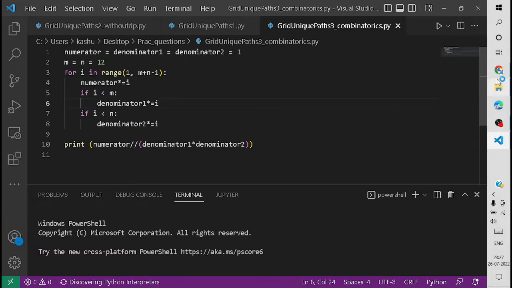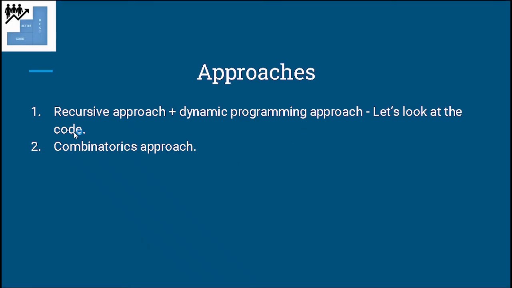Okay, let's look at another approach, which is recursive plus dynamic programming approach. So here we'll see a bit of what is dynamic programming and how to use this recursive approach into solving this.